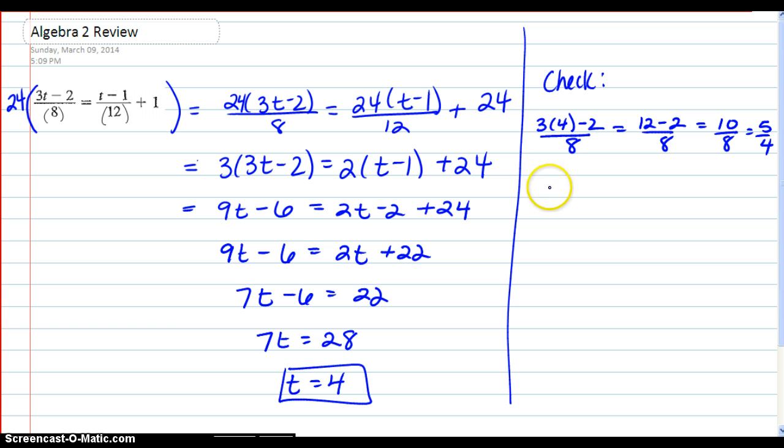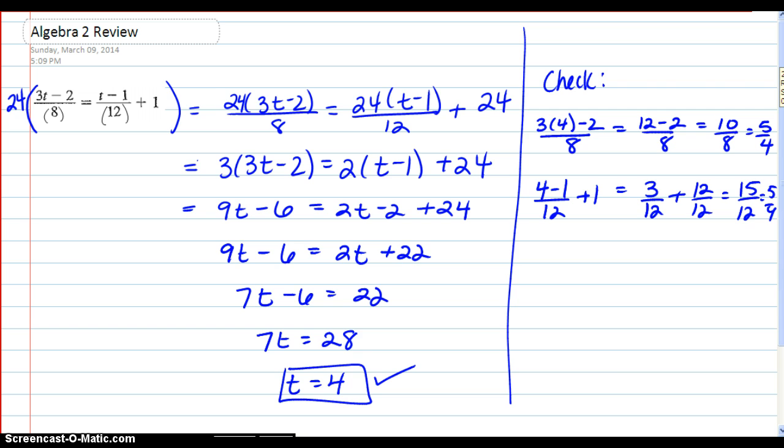Is that the same as the other side? So 4 minus 1 divided by 12 plus 1. So 3 over 12 plus 1, which would be 12 over 12. So that is 15 over 12. If I divide both of those by 3, I get 5 over 4. So yes, this is a correct solution. So that's one type of problem that you will see on your test.